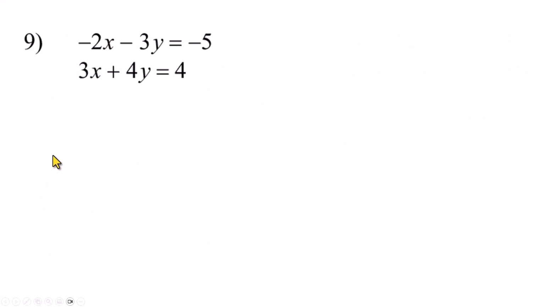We're still supposed to use elimination here. I got nothing that's going to work. 2 and 3 are not easy. 4 and 3 are not easy. I'm still going to go for the x's, but the way you handle these is look for something that has opposite signs. I could go for the y's. I'm just using the x's because they're in front. If I multiply the top one by 3 and the bottom one by 2, I will end up with 6 x's, one negative and one positive, and they will smash and cancel each other out. So that's what I'm going to do.